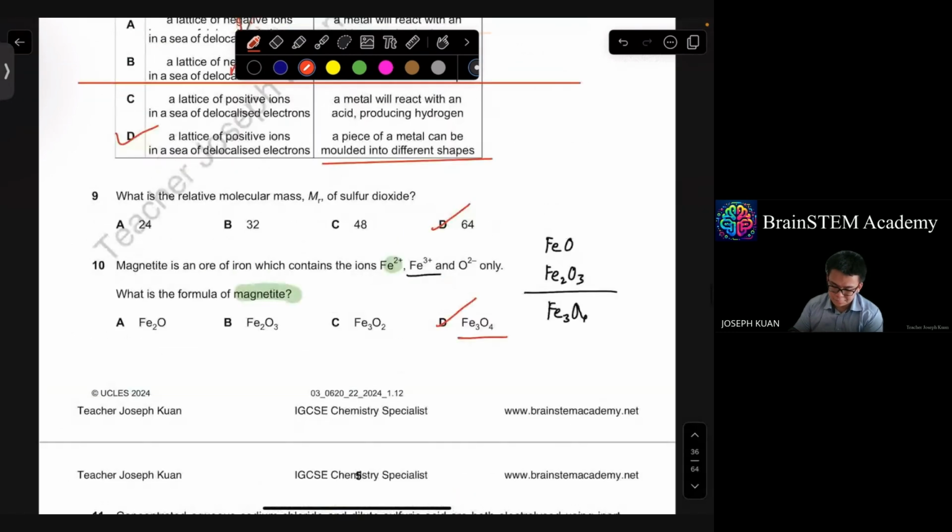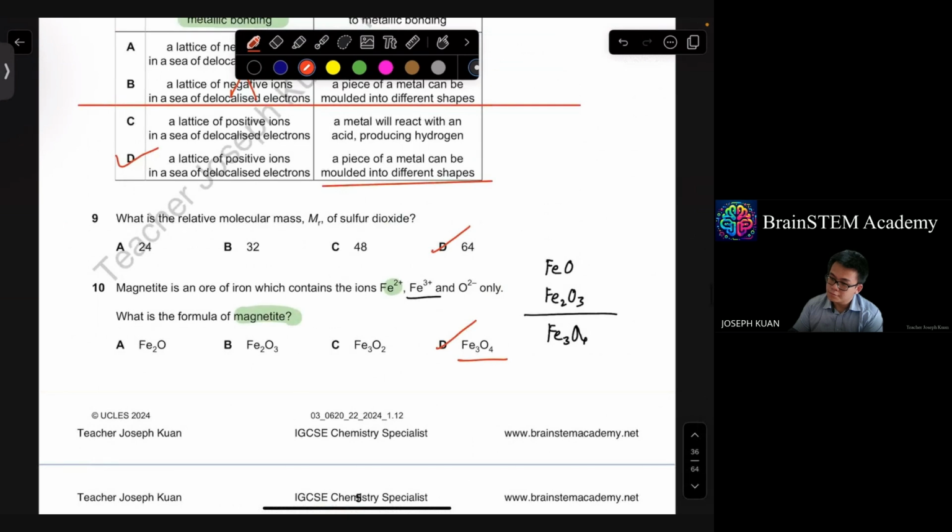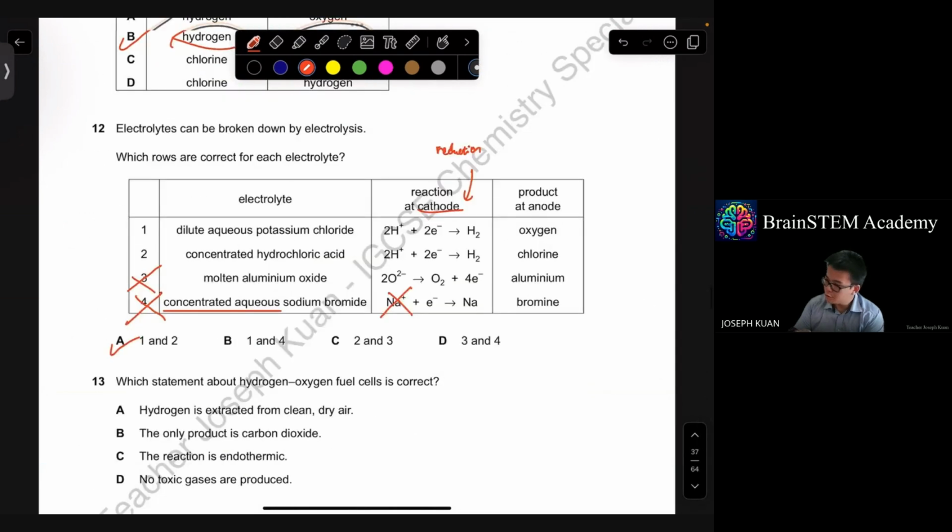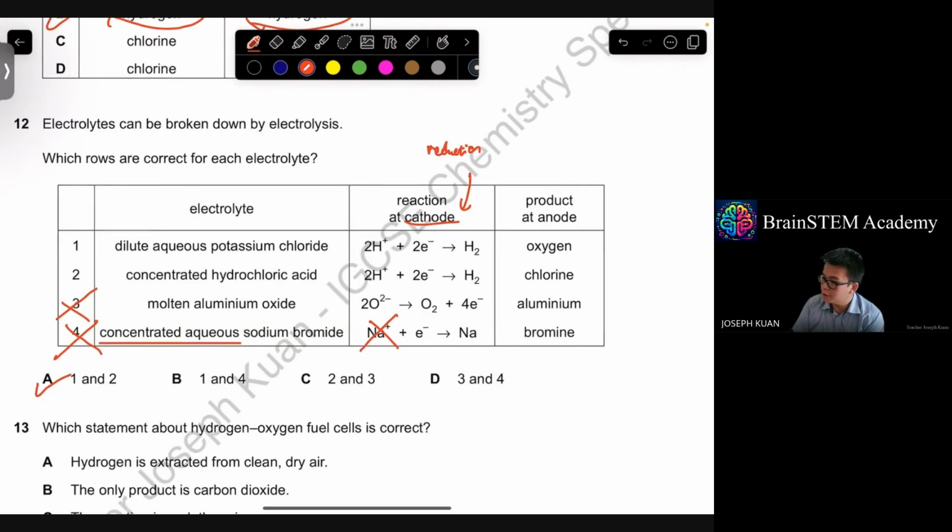Please give me a moment. Yeah, I was using the wrong mark scheme. Please give me a second. Let me switch on the correct mark scheme.